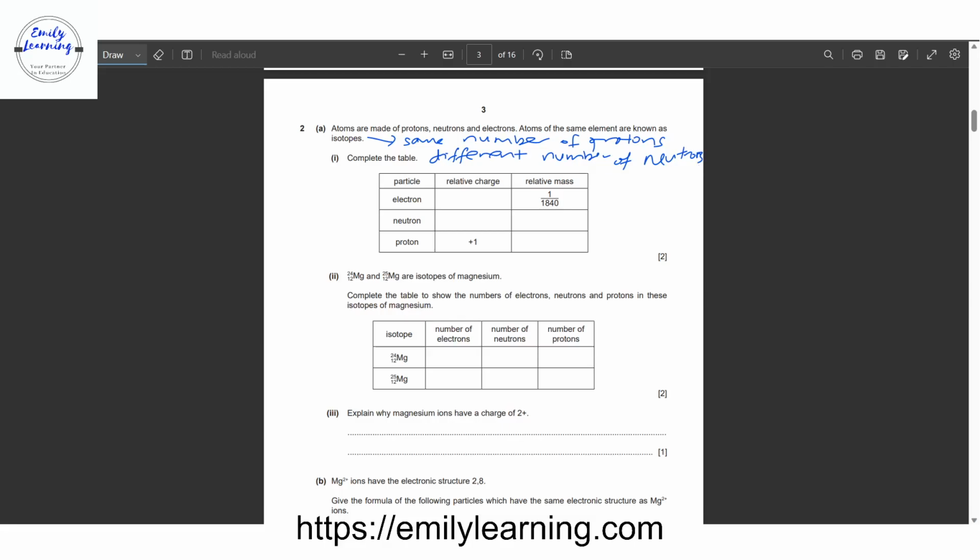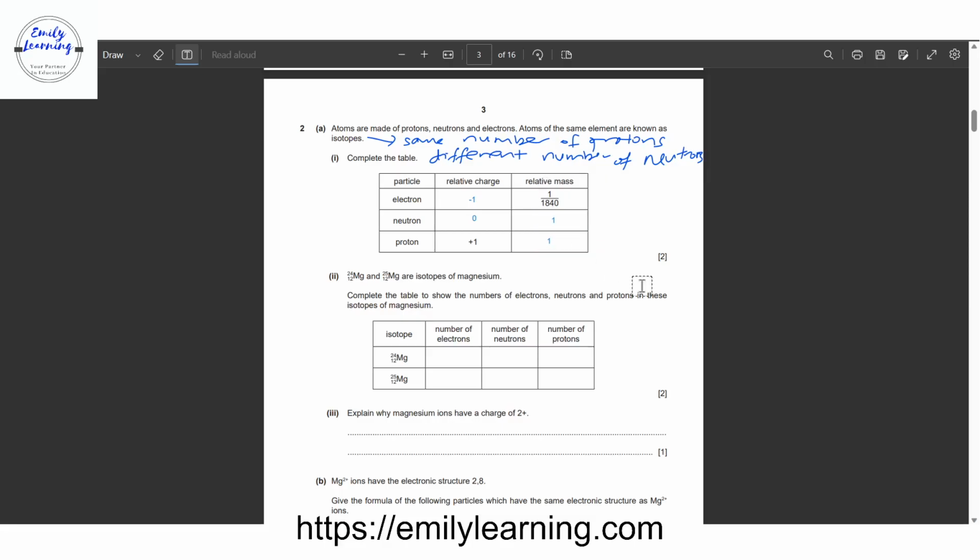So now let's come back to this question. You're asked to complete the table on relative charge and mass of your particles, which are electrons, neutrons, and protons. We know that electrons have a charge of -1, while protons have a charge of +1, and neutrons are neutral, so they have a charge of 0. The relative mass of an electron is 1/1840. The relative mass of a proton is 1, and the relative mass of a neutron is 1.